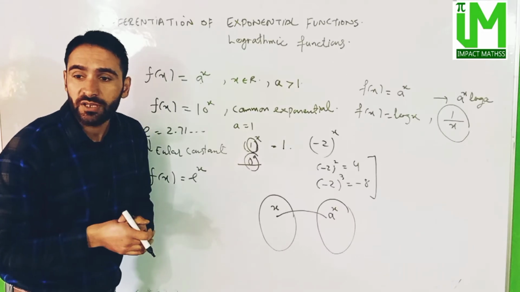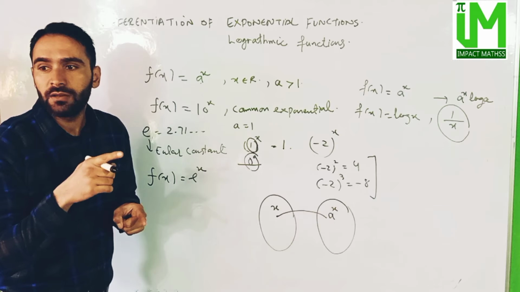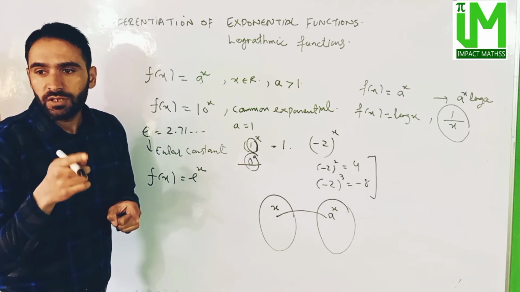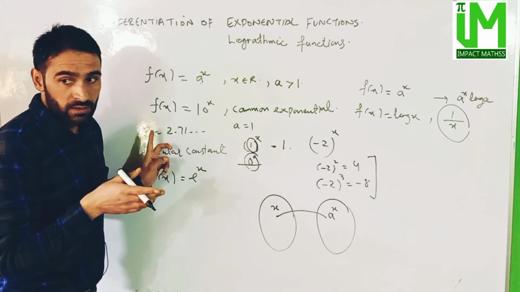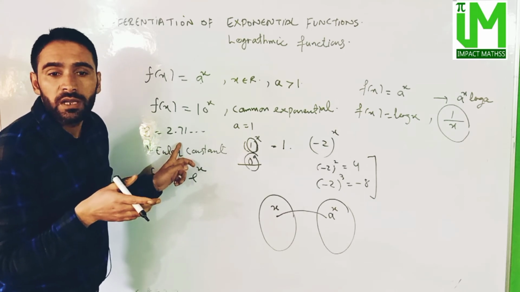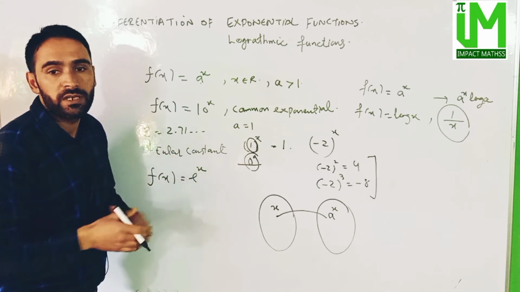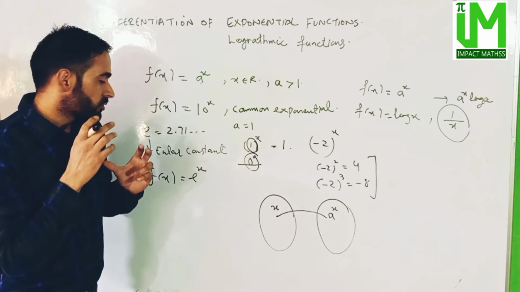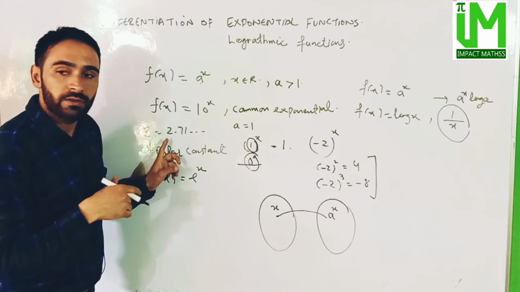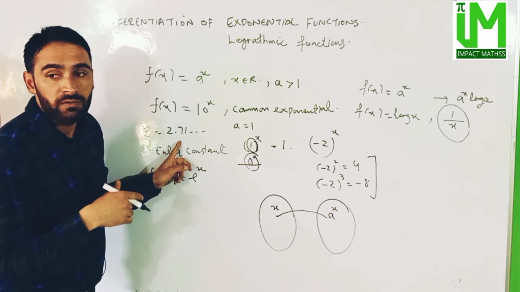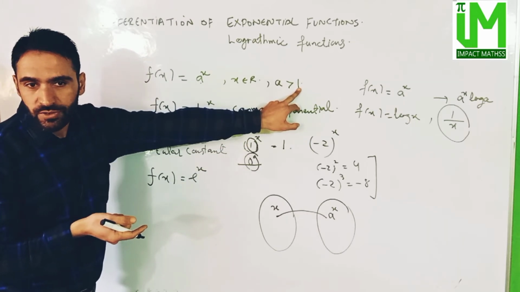It is again an irrational number. Similarly, pi is an irrational number, but pi's value is 3.14 and something. Here e is called the Euler constant, whose value is 2.7, so it is non-terminating and non-repeating. If we take e as the base, obviously the value of e, 2.71 and something, is greater than 1.